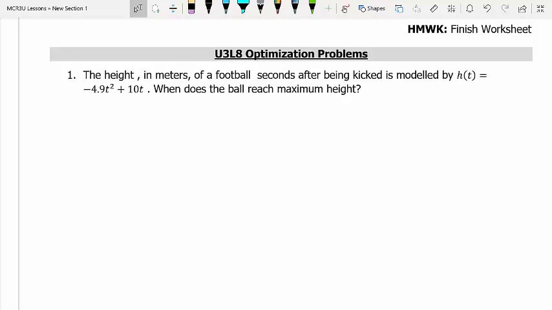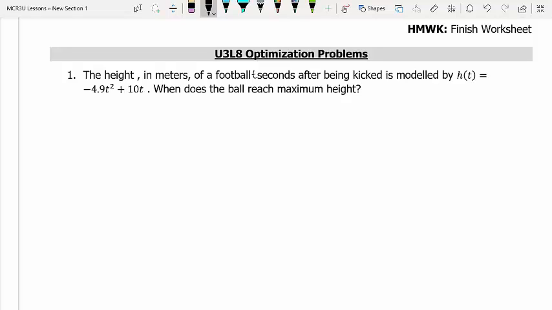Unit 3, Lesson 8, Optimization Problems. Number 1, the height in meters of a football, t seconds after being kicked, is modeled by h(t) = -4.9t² + 10t. When does the ball reach maximum height?